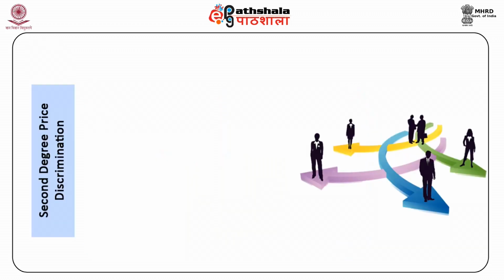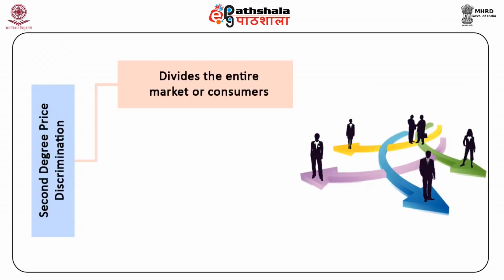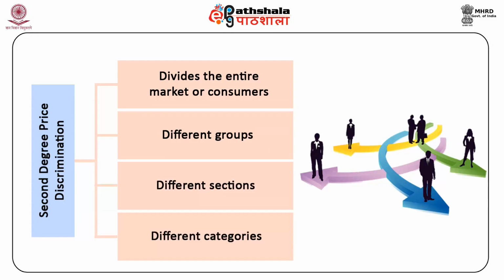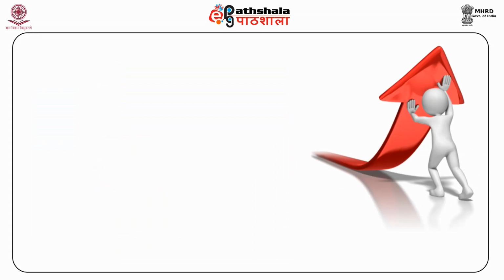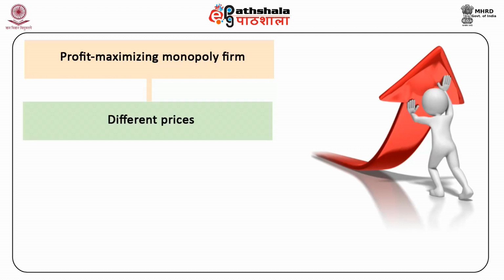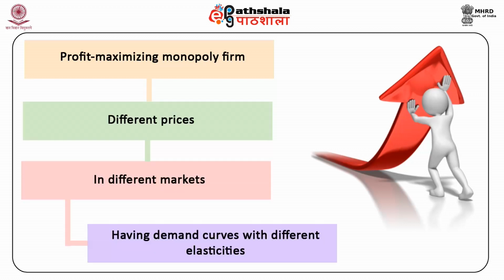Second degree price discrimination: when the monopolist divides the entire market or the consumers into different groups, sections, or categories, and then charges different prices from each section, this type of price discrimination is known as second degree price discrimination. Third degree price discrimination: when a profit maximizing monopoly firm sets different prices in different markets having demand curves with different elasticities, it is using third degree price discrimination.